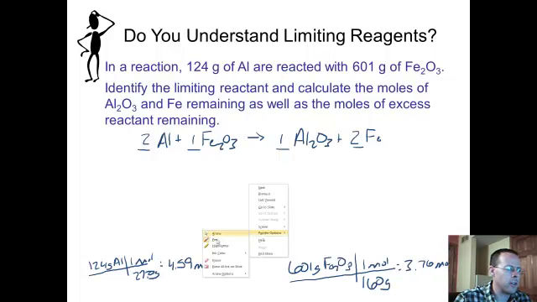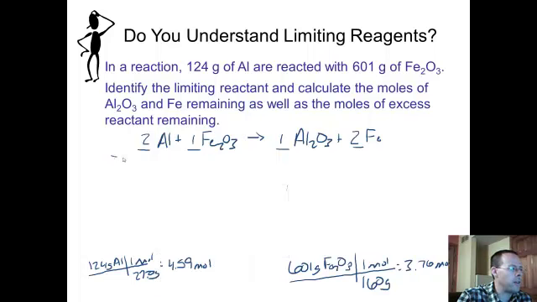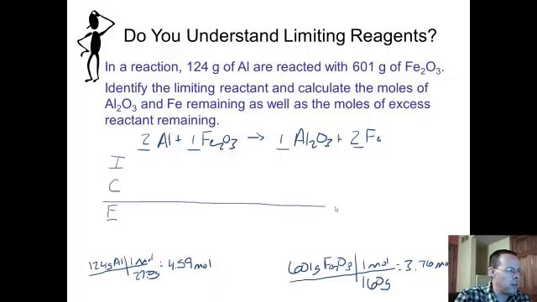Alright, so an ICE table is going to look like this. And we'll change the colors so it's easier. Go with some lavender. So I, C, E. Alright. So initially, which is what our I stands for, how many moles of aluminum do we start with? We start with 4.59 moles of aluminum. The only thing that's ever going to go on an ICE table is moles. That's why we have to change stuff to moles first. Initially, how much Fe2O3 do we start with? We start with 3.76 moles of Fe2O3.